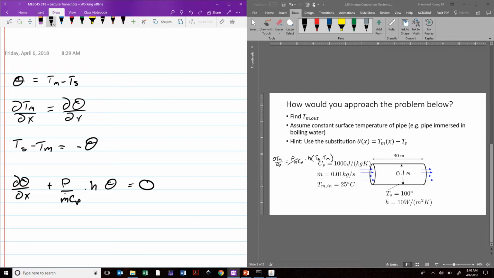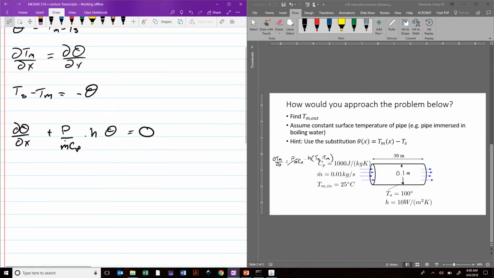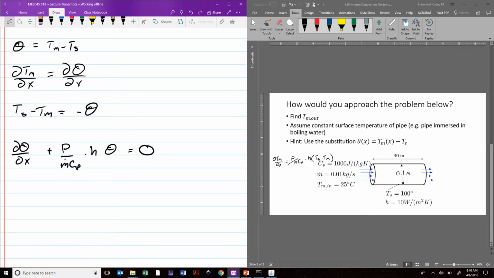Looking at this, having taken differential equations in the past, anyone know what kind of solution for theta this equation suggests? Why don't you consult with whoever the 2 or 3 people sitting closest to you and see if you can agree on a form of the solution. I don't need something exact, I just want the general type of function that theta should be.